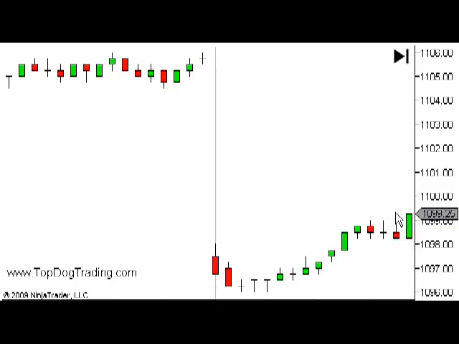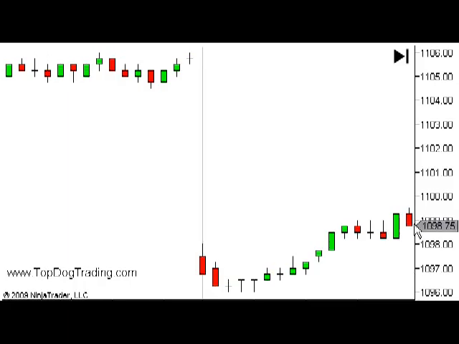It engulfs the bar before it. That's a very solid green bar. Opened at the low and closed at the high. The range is pretty good. And so now all of a sudden it's looking like a bullish pattern, and maybe this gap will close.